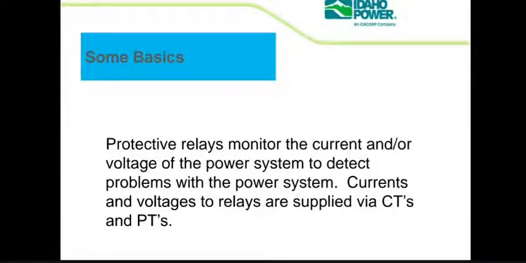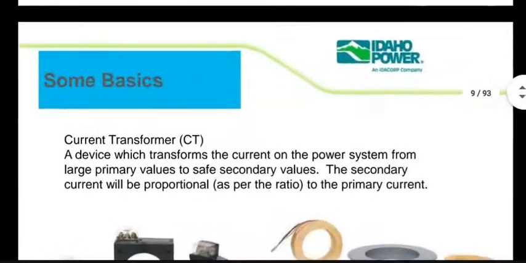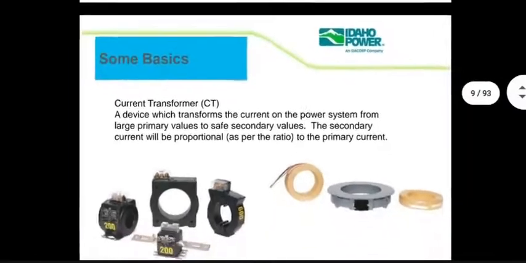Protective relays monitor the current and voltage of the power system to detect problems with the power system. Okay. And current transformers and potential transformers are used to convert high values into low values for both currents and voltages. We have gone through CT and PT in the past also, but they are mentioned again here in the document.